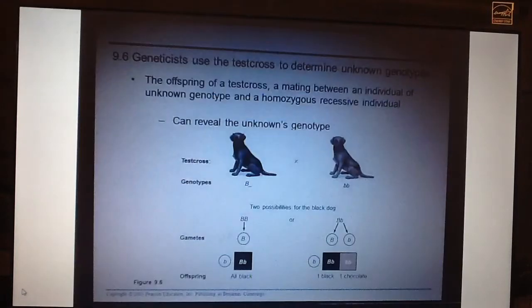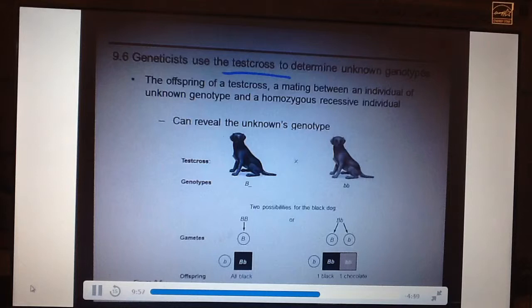Well, what you'll do is you'll do something called a test cross. Now, the test cross is used to determine the unknown genotypes, and here's how it works.